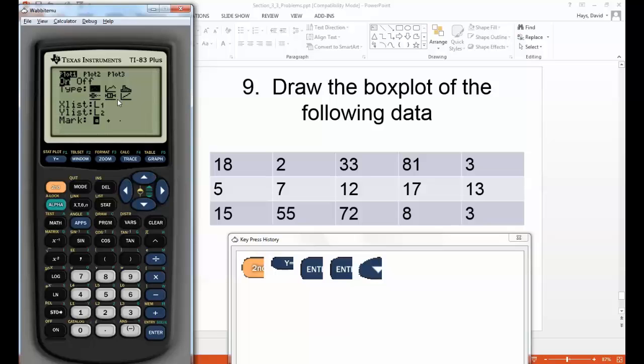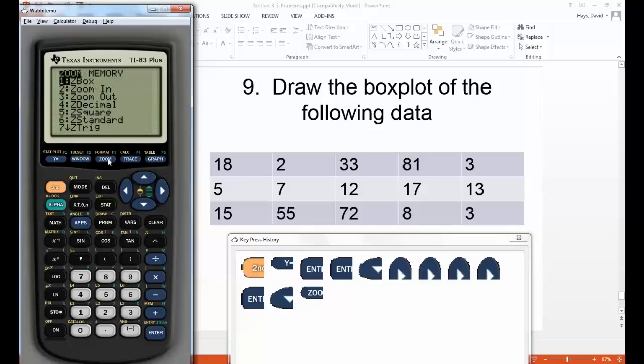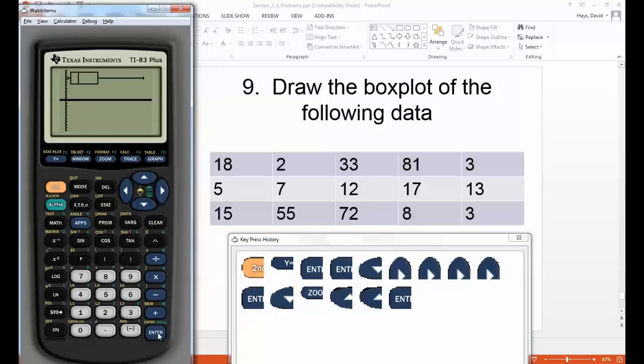Now, this one isn't too hard to figure out which one. Even though I told you the fifth one, you choose the one that looks like a box plot. So we're going to press our right arrow key until our flashing cursor is on the one that looks like a box plot, and press enter. Now, these should already be defaulted to L1 and 1. If they're not, down arrow to this line and do second 1 for L1. And then that should be 1. Then we'll choose zoom. We'll up arrow to zoom stat, and then press enter. And then that's your answer.